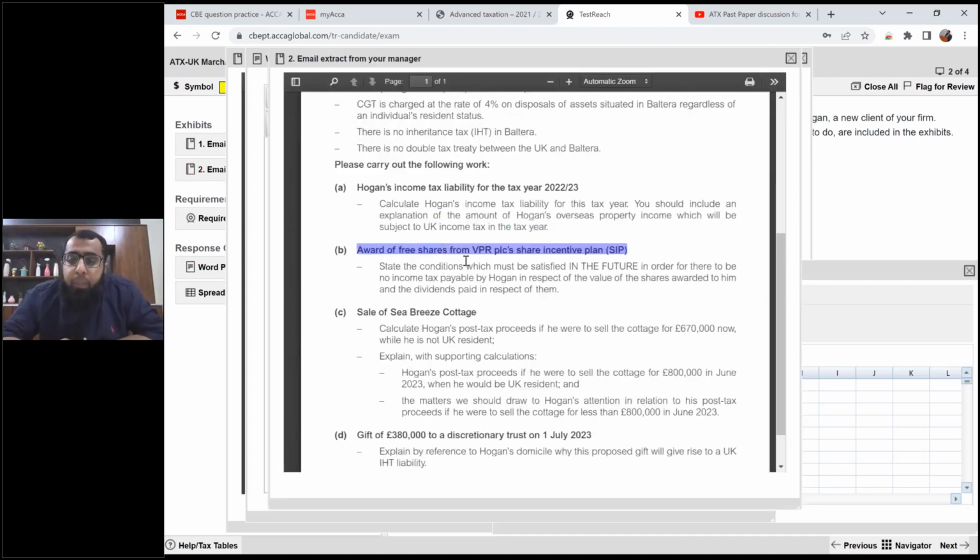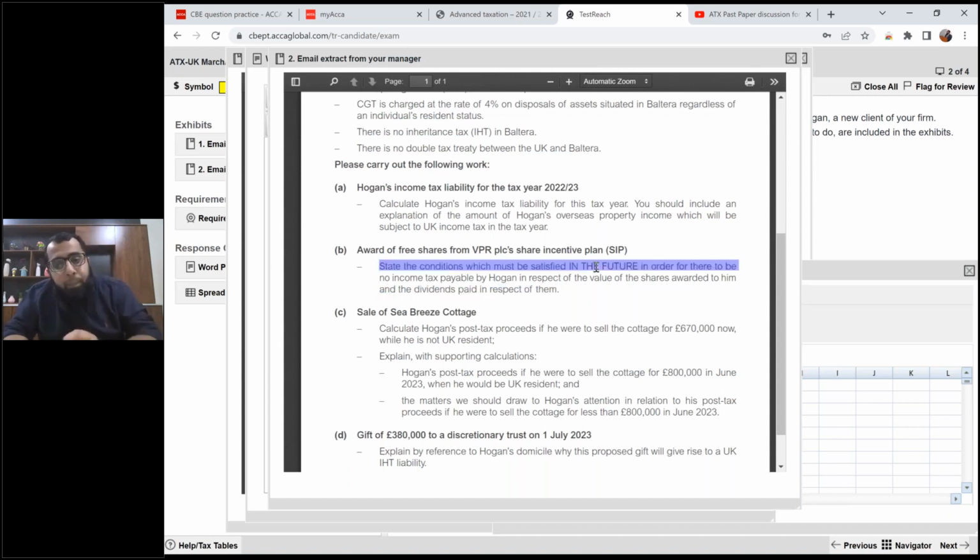Let me read it. State the conditions which must be satisfied in the future in order for there to be no income tax payable by Hogan in respect of the value of the shares awarded to him and the dividend paid in respect of them. What are the conditions if you want that there is no tax on share incentive plan shares? Please tell me, what are the conditions which you need to satisfy?